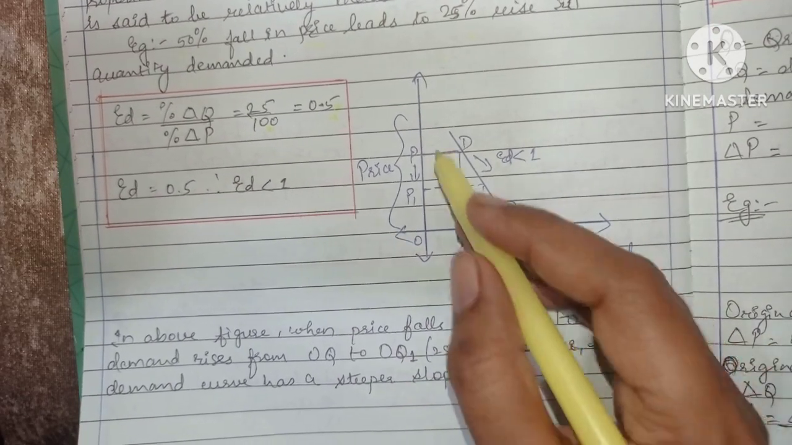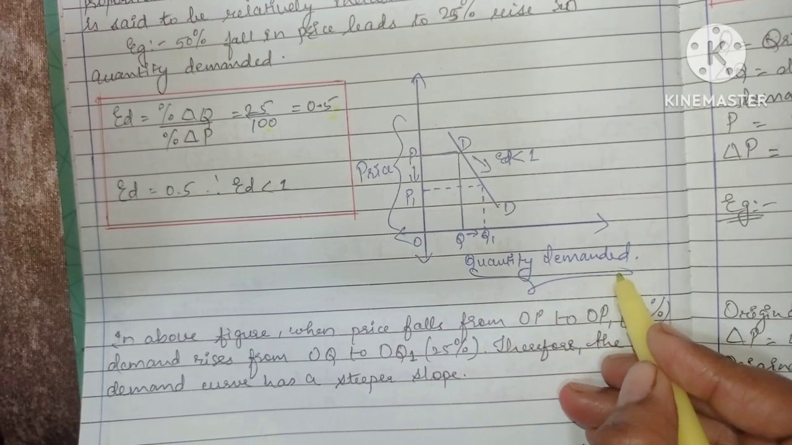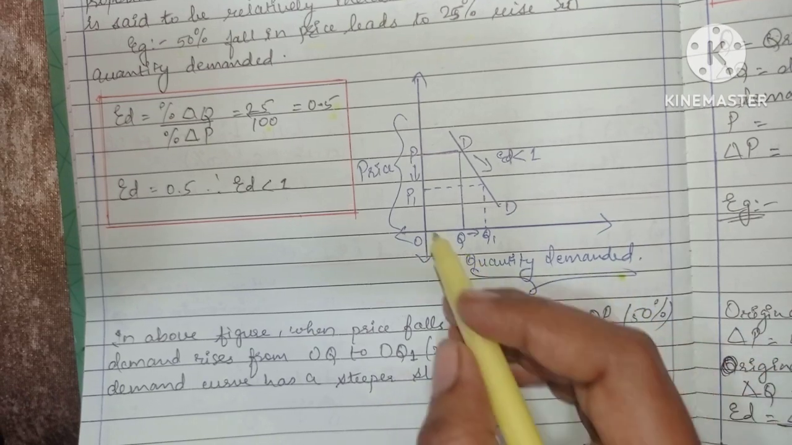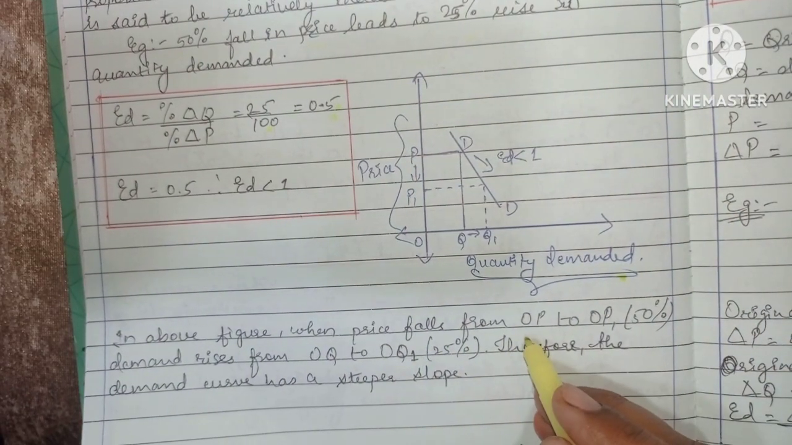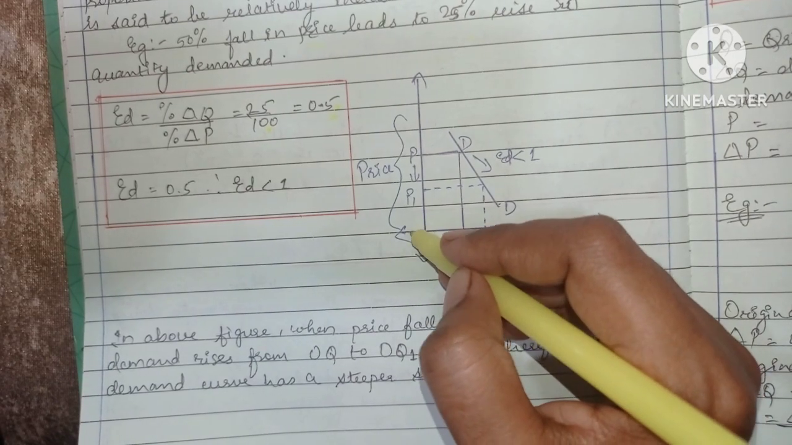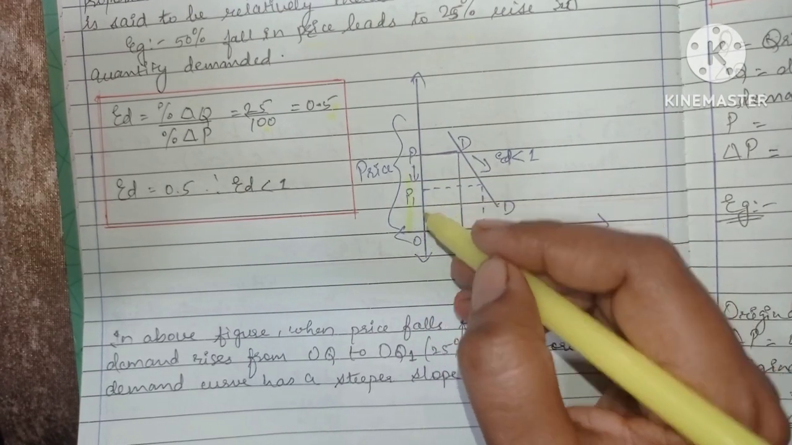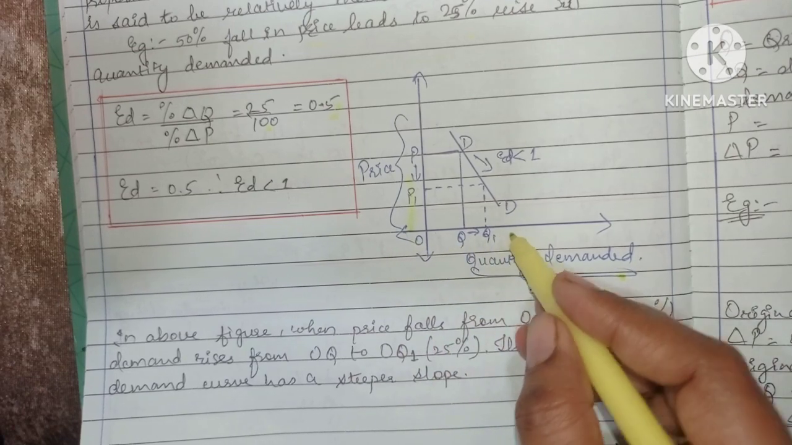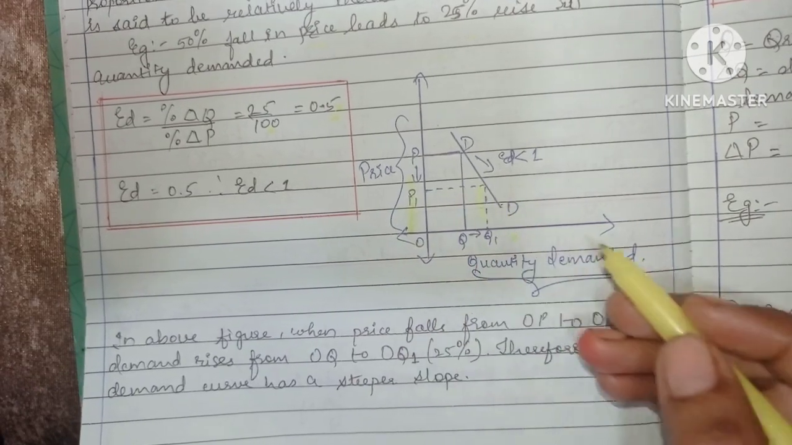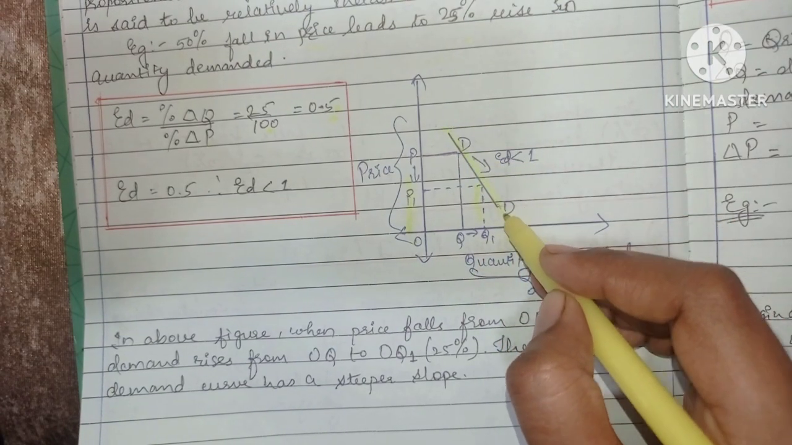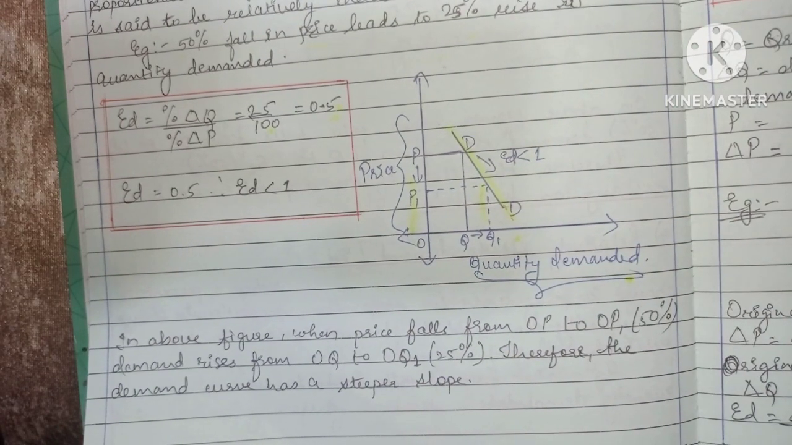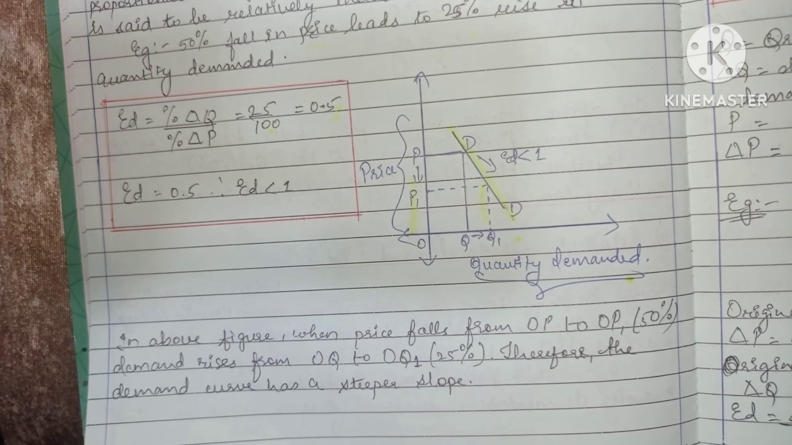Here also in this diagram, I have drawn the quantity demanded on the x-axis and price on the y-axis. In the above figure, when the price falls from OP to OP1, the demand rises from OQ to OQ2, by 25%. So the slope is a bit steeper. If you see, it's steep. It's not like the previous one, which was flatter. It's not flat. It's a steeper slope.